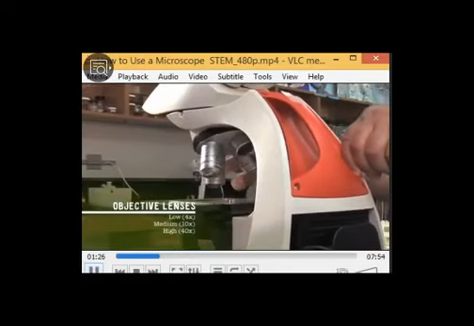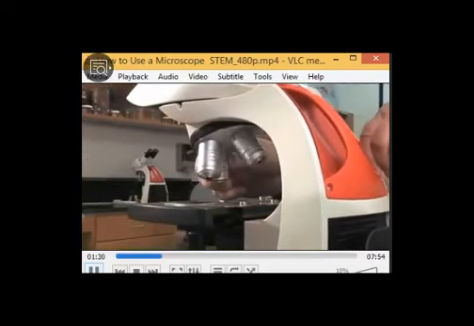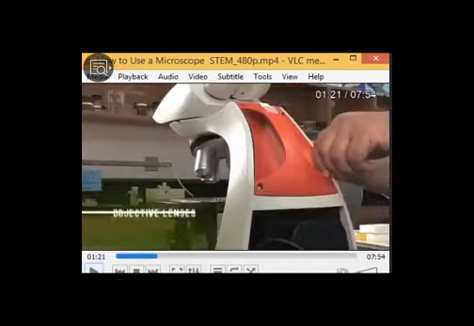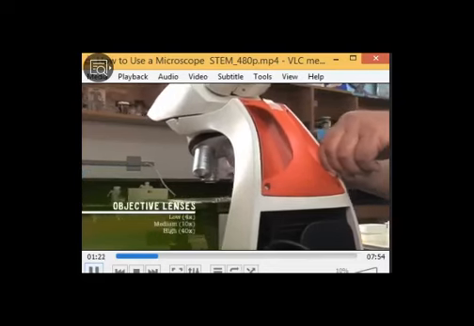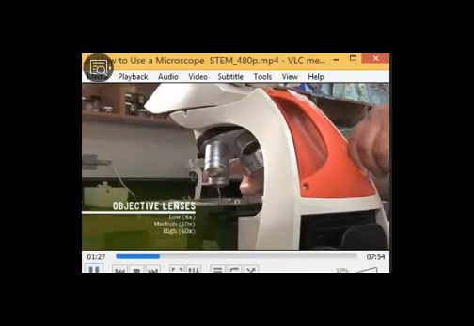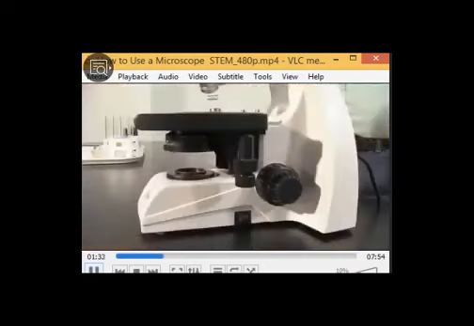So you see four objective lenses, and can you see how he is moving the objective lenses? He is moving the objective lenses by the nose piece. When he is moving the nose piece, he is moving the objective lenses. So sometimes you want 4x, you move it. Then you want 10x, you move it. So like this, you move the objective lenses.